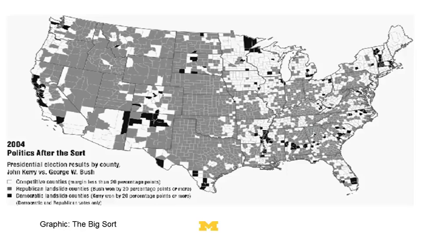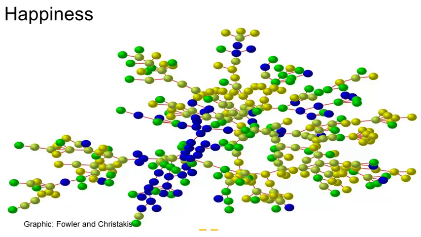Now you could also make an argument, though, that this happened because of peer effects. That people moved into Democratic districts, and there were more Democrats, so they just became Democrats. Well, here's some pictures from the book Connected, which argues for peer effects, and this has to do with happiness.